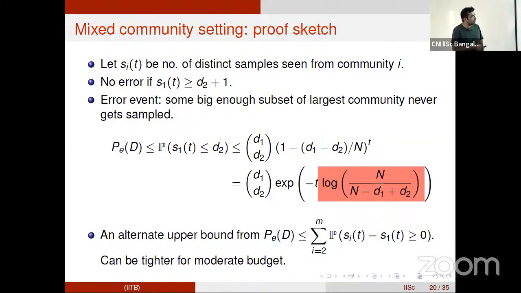It turns out that this error bound gives us the optimal rate. This one, as I said, doesn't give us the optimal rate, but it can be better numerically for certain moderate values than the previous one.